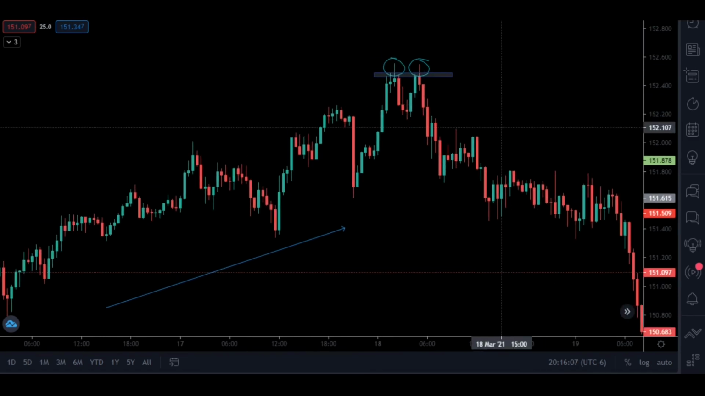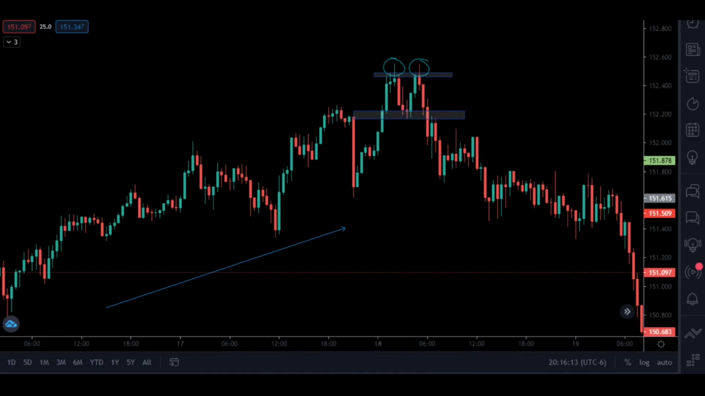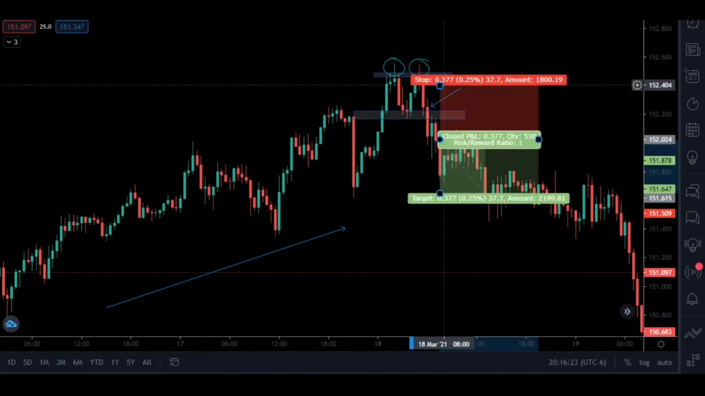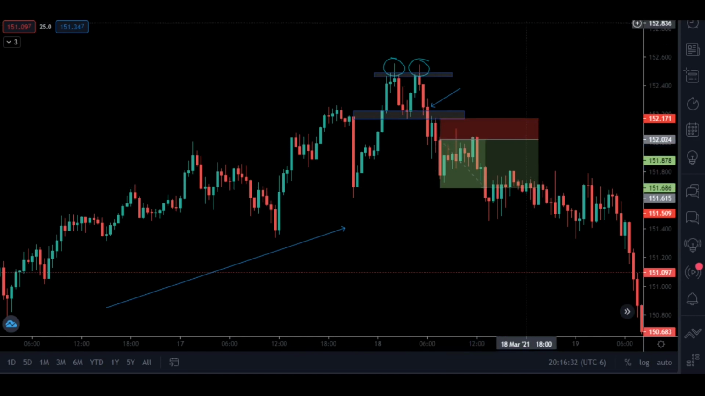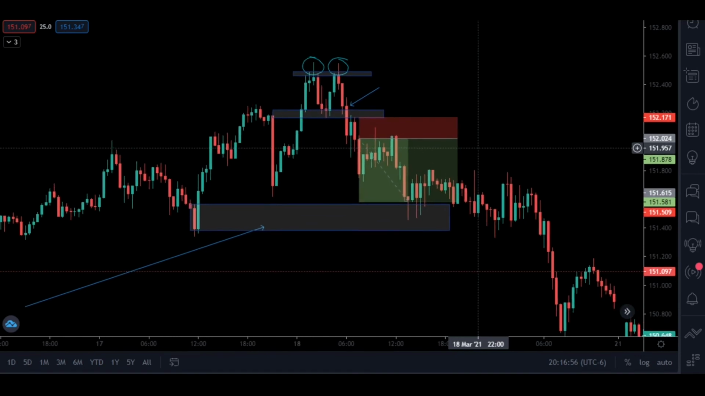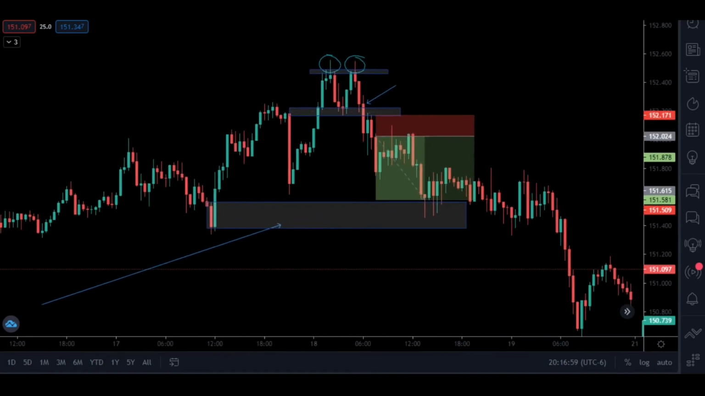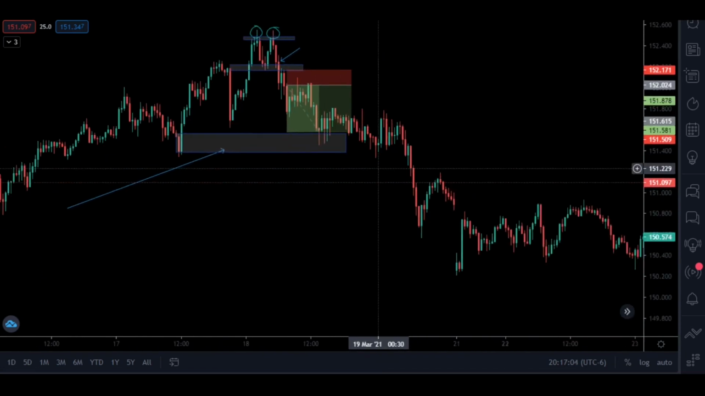We have to draw and identify the neckline, which is in here, and we have the candle closing below, which is this one. Then we have the confirmation, and we could have entered right here. Stops above the candle, and we could have targeted the next zone around there. But if you wanna hold your trades, if you're a longer term trader, swing trader, you could have easily caught the whole move.